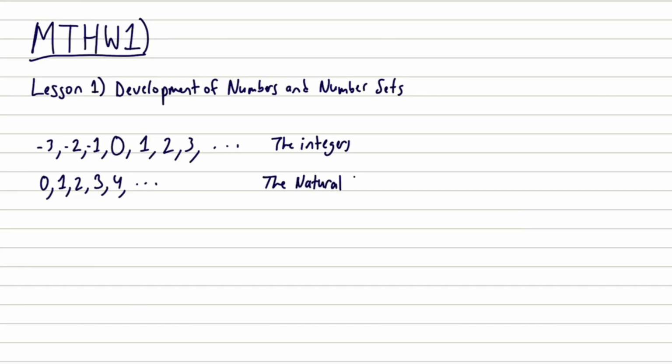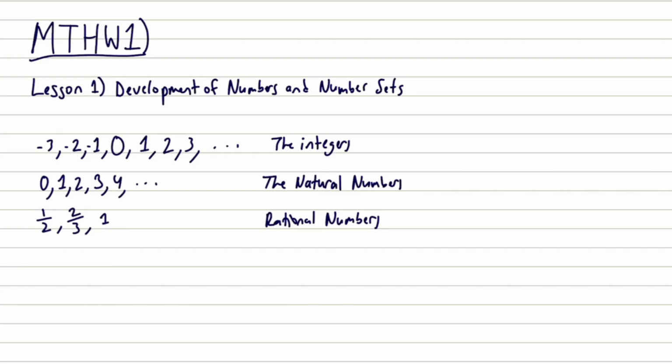The natural numbers. We also have the rational numbers, which is anything that can be shown as a fraction. So like 1/2 or 2/3 or even 1, because 1 can be shown as just 1 over 1. Anything that can be shown as a fraction, so there's infinite of them, are the rational numbers.